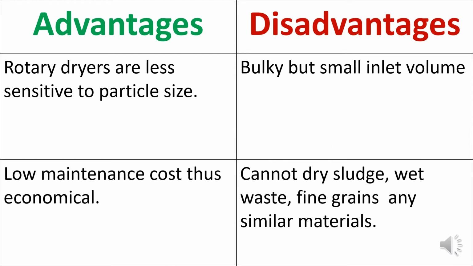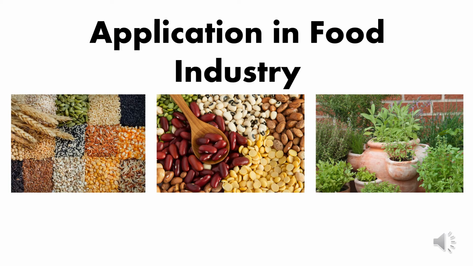Rotary dryers are less sensitive to particle size. It is also very economical. However, rotary dryers are bulky, but have a small inlet volume. They cannot dry sludge, wet waste, fine grains, or any similar items. Rotary drum dryers can be used to process food such as grains, beans, and herbs.